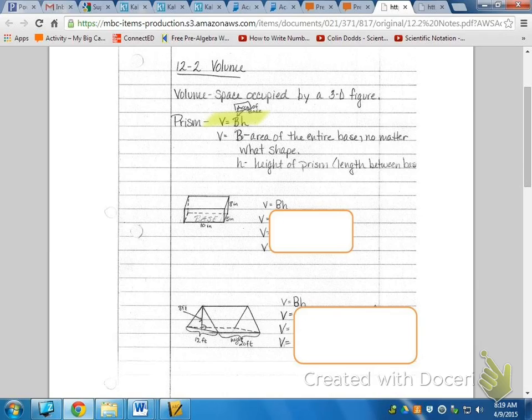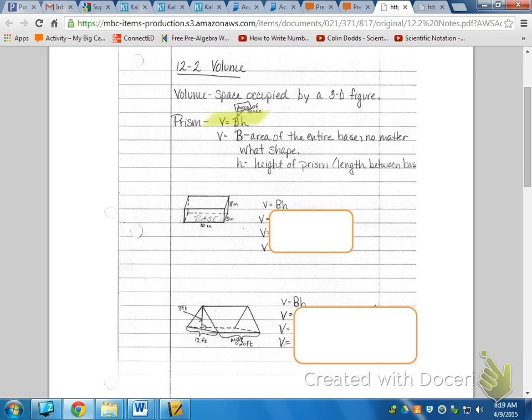Volume is big B times H. Now you say, well, what's the big deal about it being a big B? The reason that we call it big B, it's just not a segment, it's just not a base. The big B is actually the area of the entire base. It doesn't matter what shape it is, you've got to find the area of one of the bases. Okay, and you know the two bases are identical. So you just look at one of them, you find the area of that base. Then you take it times H, the height of the prism itself.